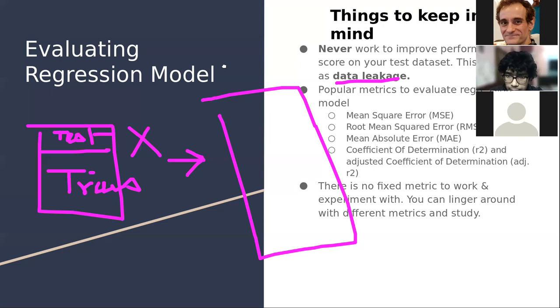Popular metrics: MSE, RMSE, MAE, coefficient of determination, and adjusted coefficient of determination. There's no fixed metric to experiment with. You can linger around and study a bit.